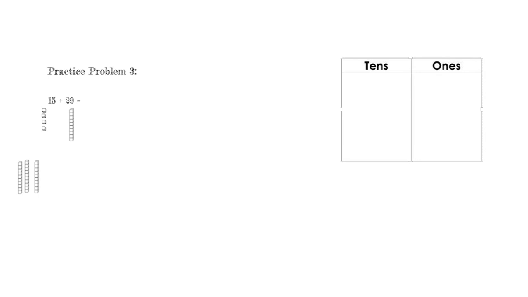Now that we've created another group of 10, we realize that we have 4 tens as well as 4 ones left over, meaning that 15 plus 29 is equal to 44. 4 will go in the tens place, and 4 will go in the ones place.